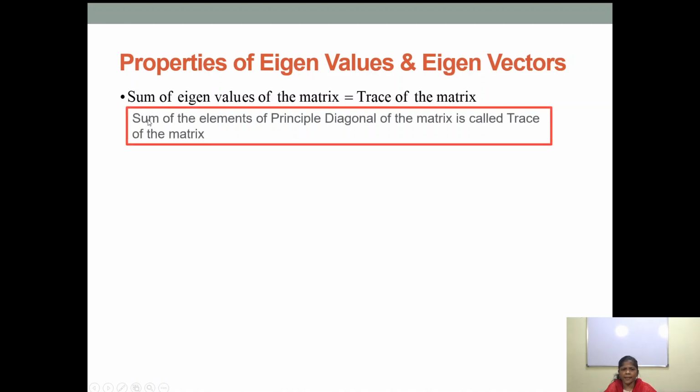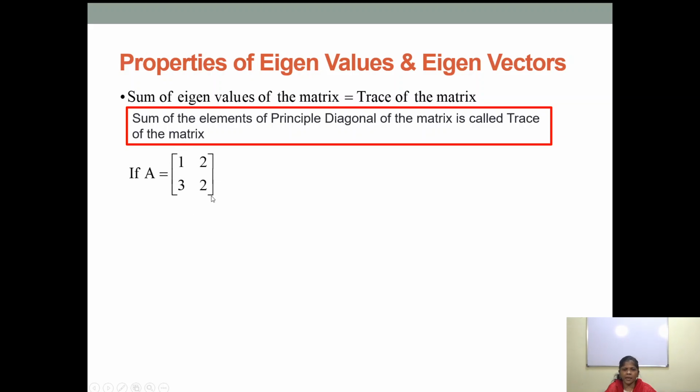Trace means the sum of elements of the principal diagonal. The sum of elements of the principal diagonal of the matrix is called the trace of the matrix, right? So if we get the eigenvalues, then we can get the trace of the matrix easily. That is nothing but the sum of elements of the principal diagonal of the matrix. Let us try to understand this with the help of an example.